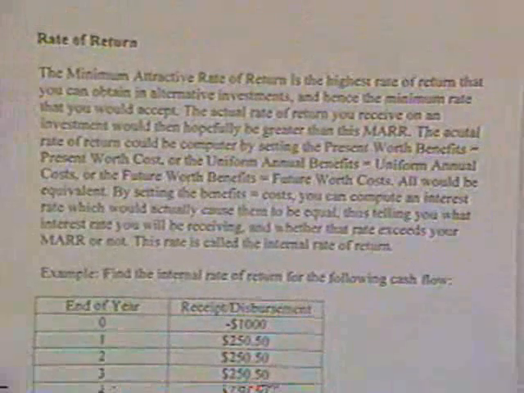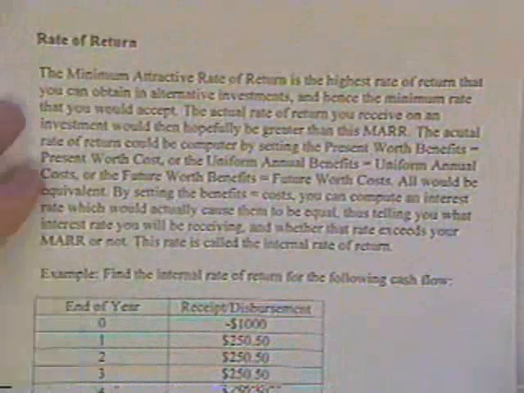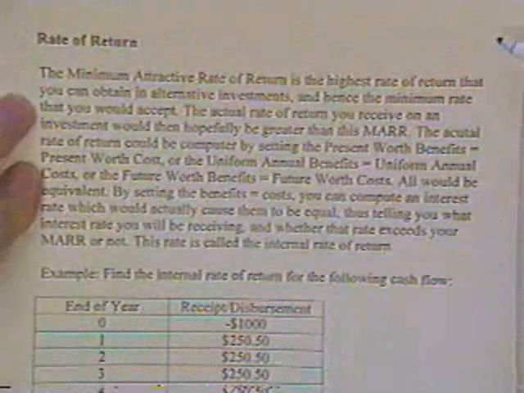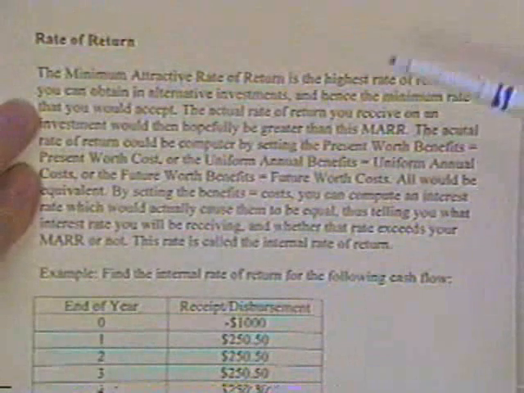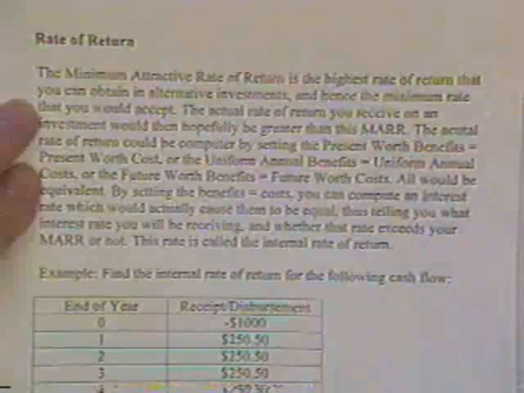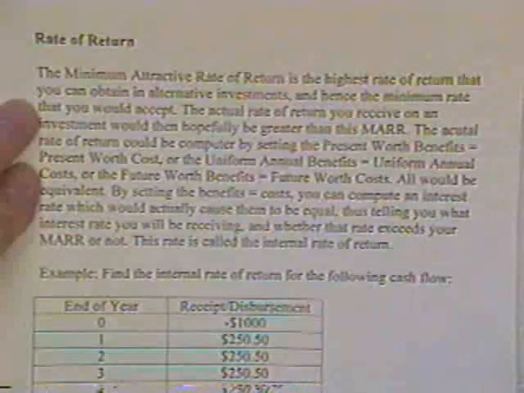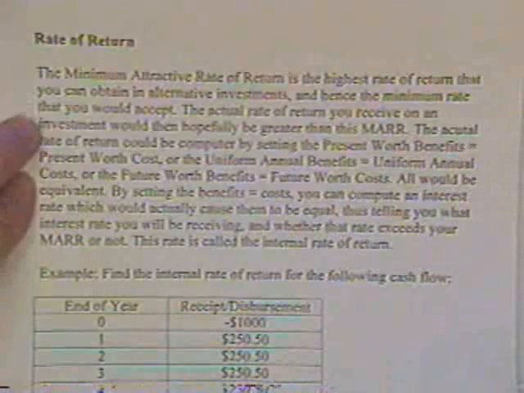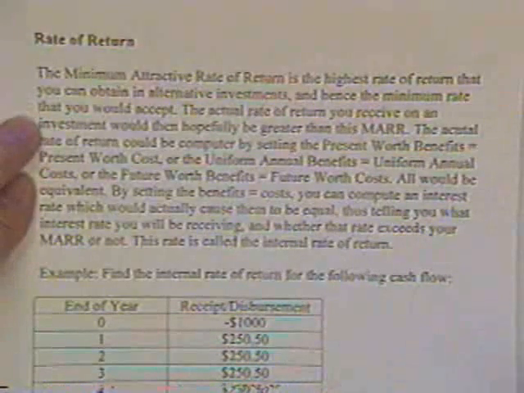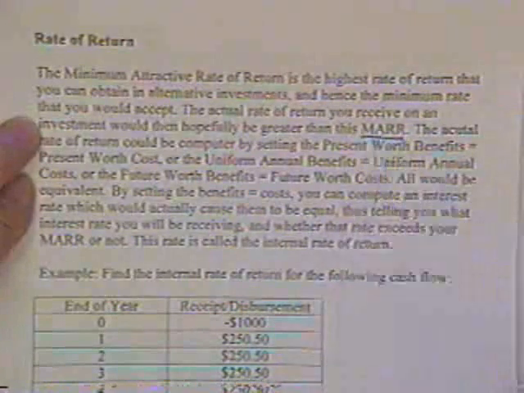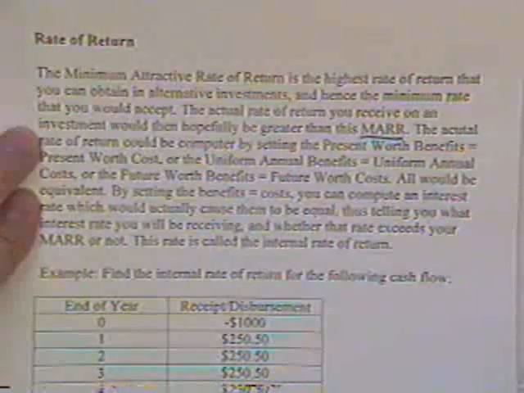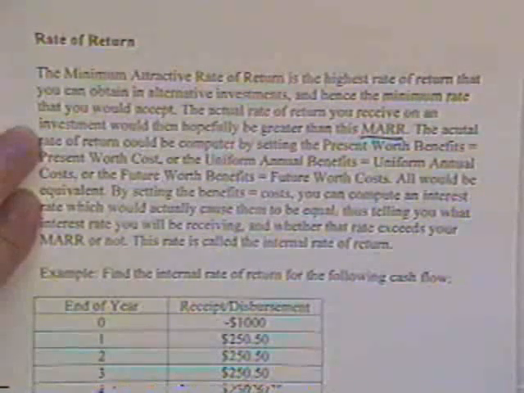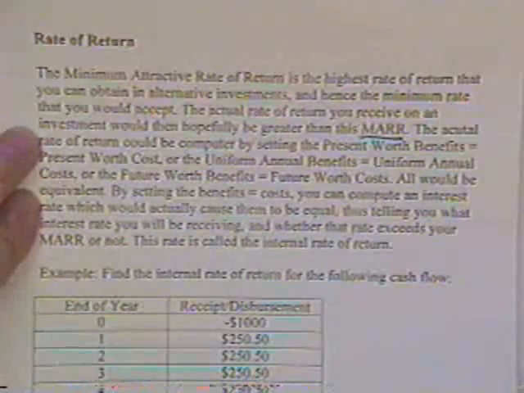Now let's talk about rates of return. The minimum attractive rate of return is the highest interest rate or the highest rate of return that you could obtain doing something else with your money. And if you could do that with your money, that's obviously the minimum rate that you would accept. So that's called the minimum attractive rate of return, or MARR. The actual rate of return you would then expect to receive on an investment may not always work that way, but you always hope it will, and you won't even accept it if you don't think it will.